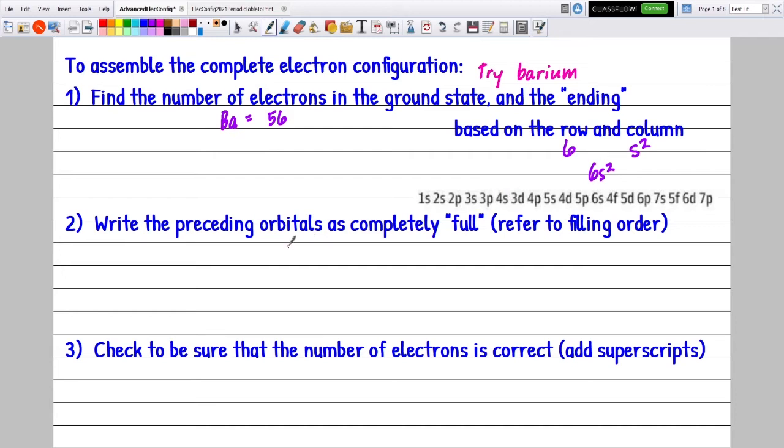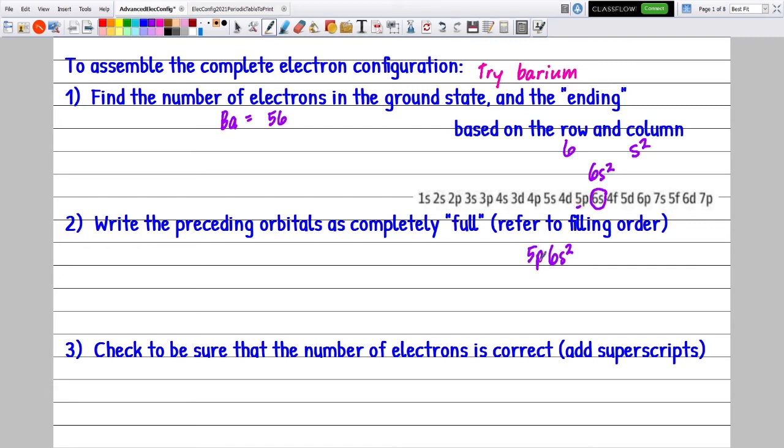So let's locate that 6s2 in the filling order. And there it is. And so we'll just write the ending. Give yourself some room. 6s2. That's the ending of barium. And then write the preceding orbitals as completely full. Let's work backwards.